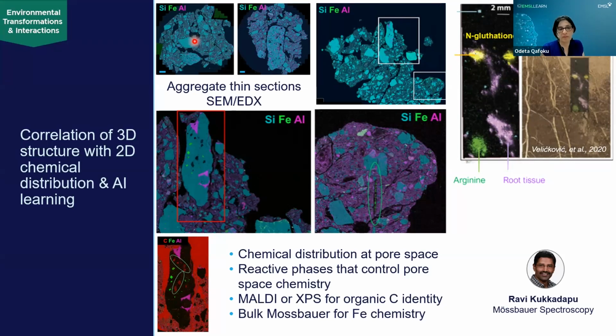And in these top three slides here, I'm showing the elemental distribution with respect to these aggregates that I just showed in the XCT 3D mapping. And this distribution is very telling about what exactly is happening around pore space and how that pore space can drive a certain reaction.